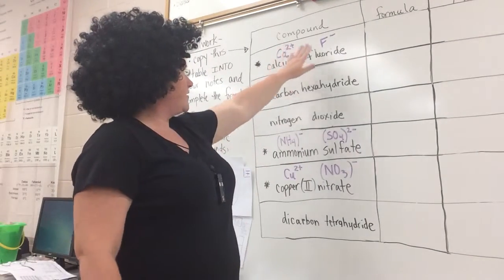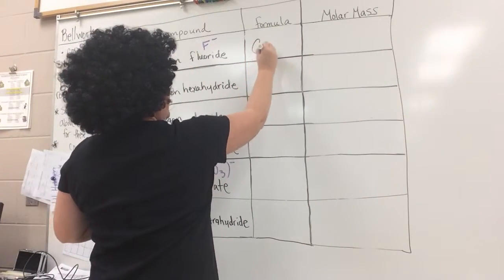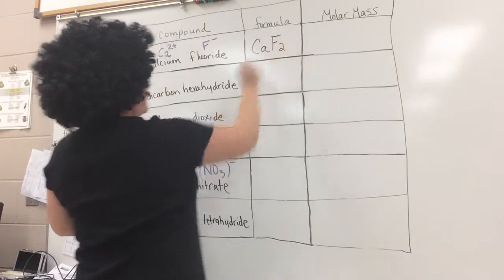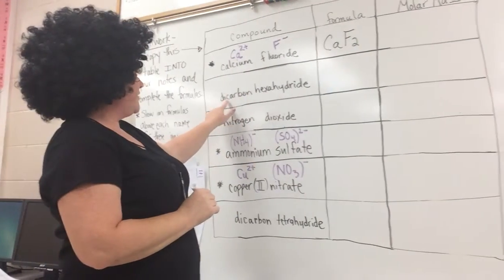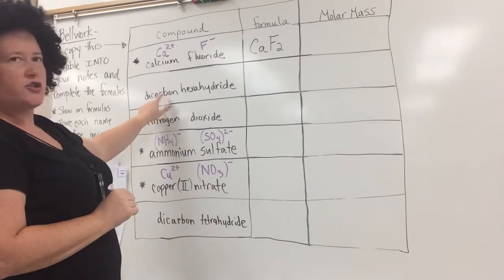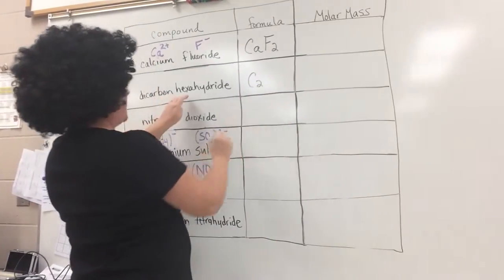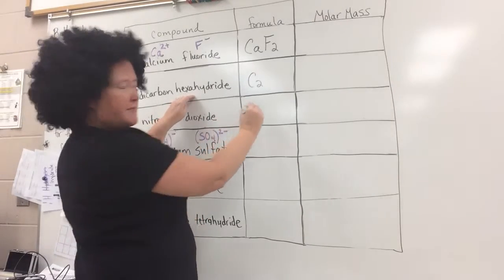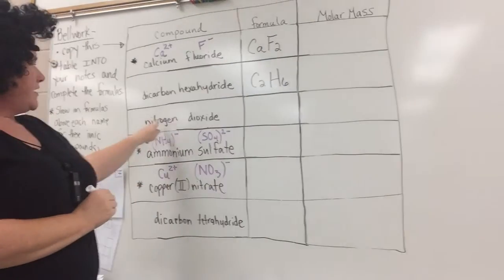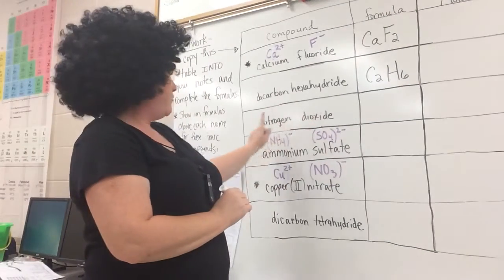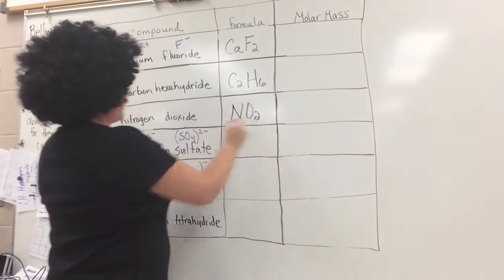Looking at calcium fluoride, the formula, because of the crossover rule, becomes CaF2. The next one, when I see prefixes like that, a reminder that the di is attached to the carbon, so that means there are two carbons, C2, and hexahydride means there are 6 hydrogens. Nitrogen dioxide, 1 nitrogen, 2 oxygens, NO2.